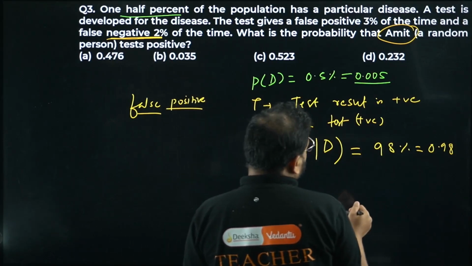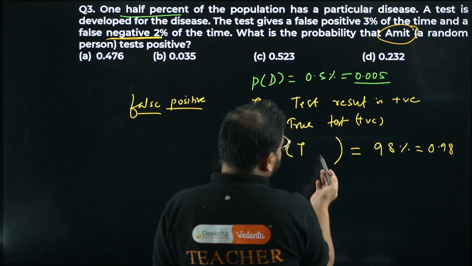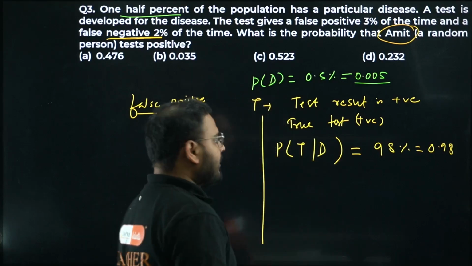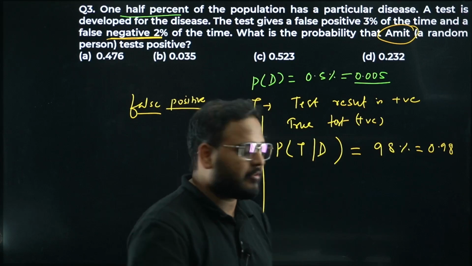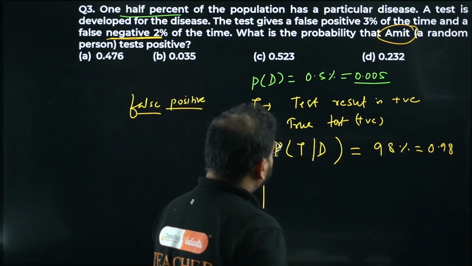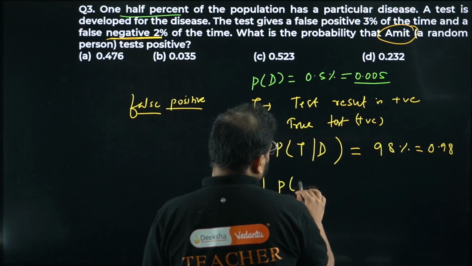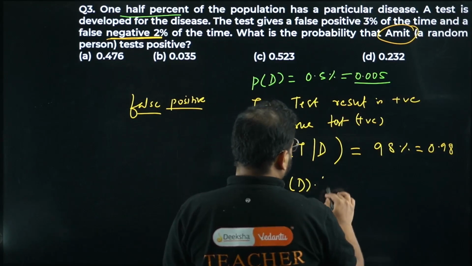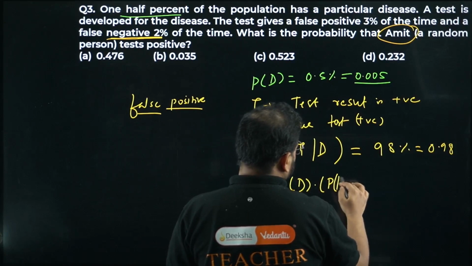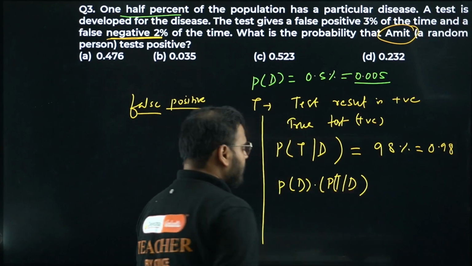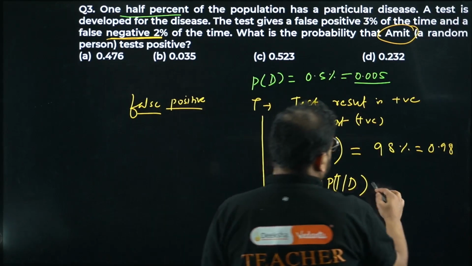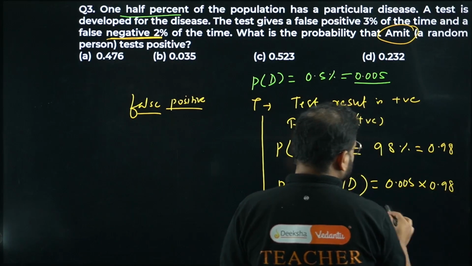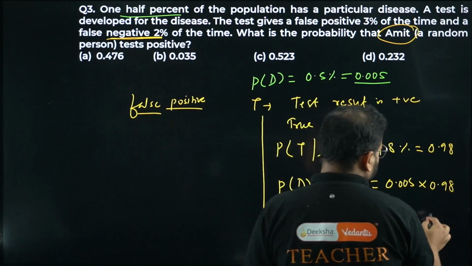So please check. I've taken this as positive only, so it'll remain the same. P(T|D) is 0.98. What else do we have? Looking for P(D) times P(T|D), we are using the multiplication theorem. So it will become 0.005 times 0.98.